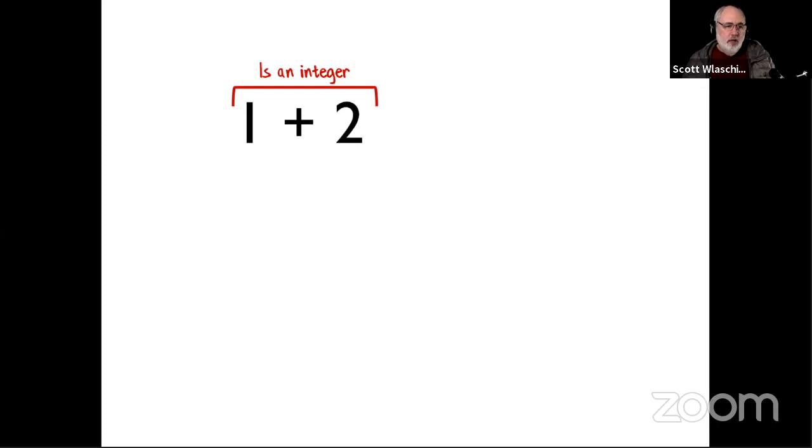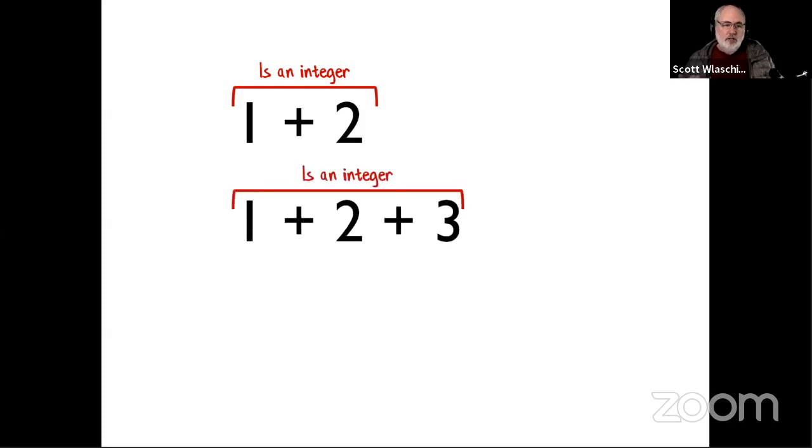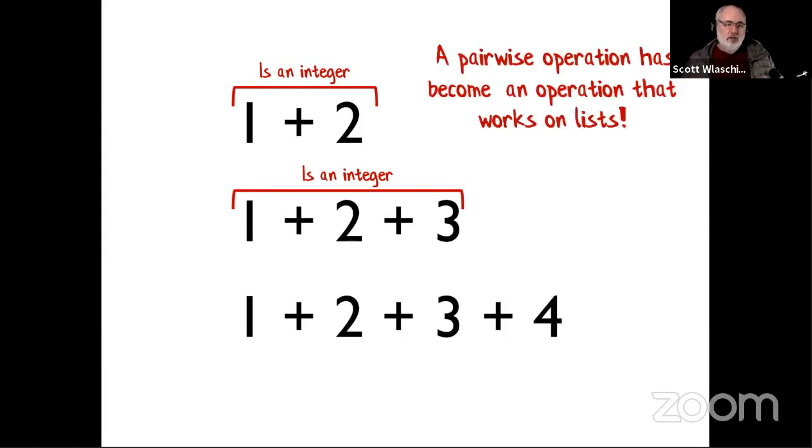Now, what's interesting is that when you combine two things, you get back another thing of the same type, another integer. And because that is an integer, you can add something else to it. And that is also an integer. And because that's an integer, you can add something else to it, right? So what we've done here is we've turned a pairwise operation that works on two things, and now we can make it work on lists of things. So that's a very cool thing.